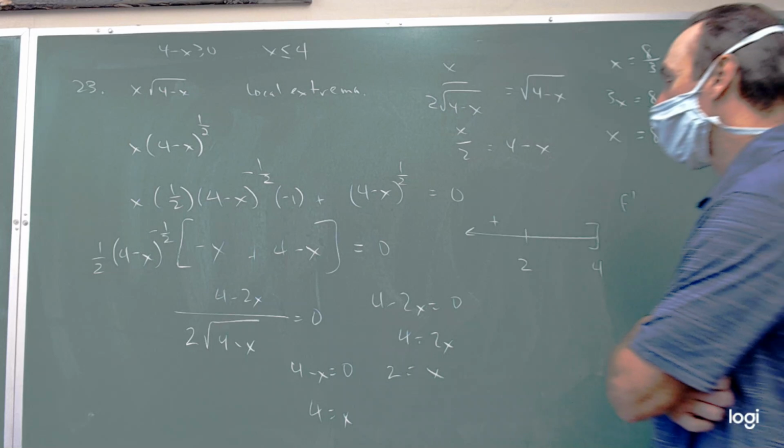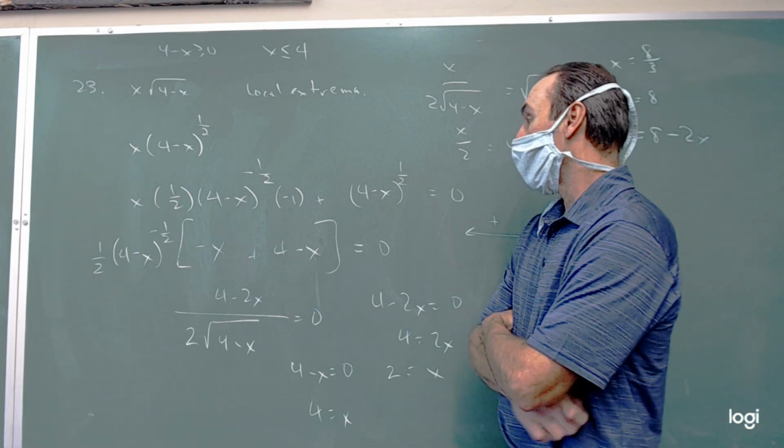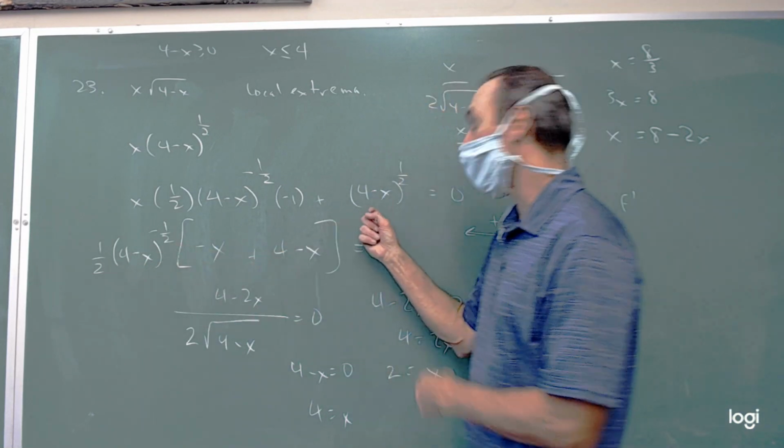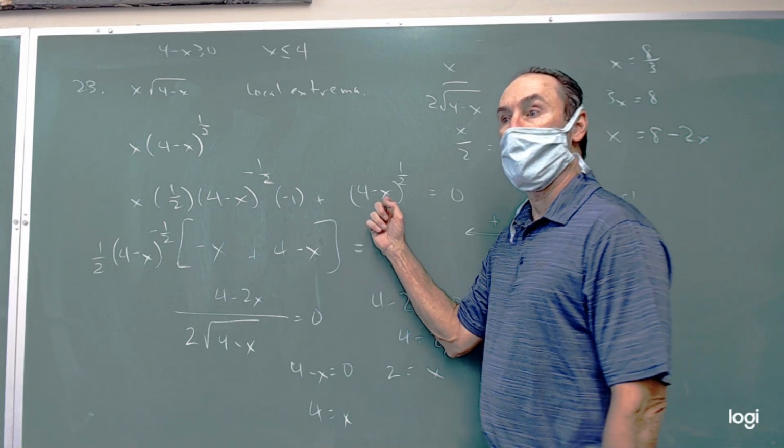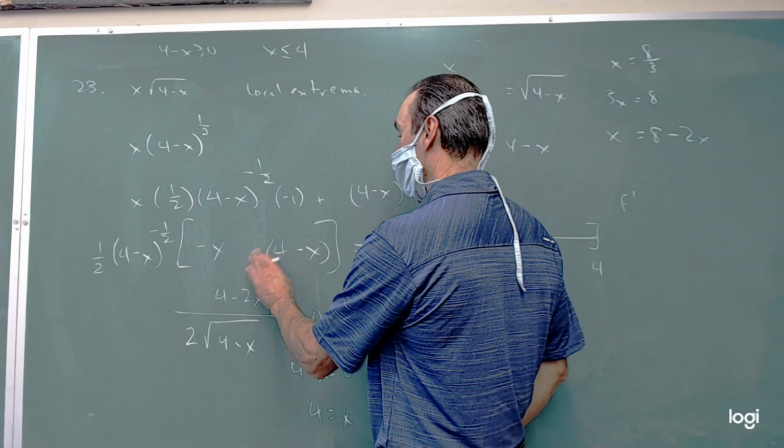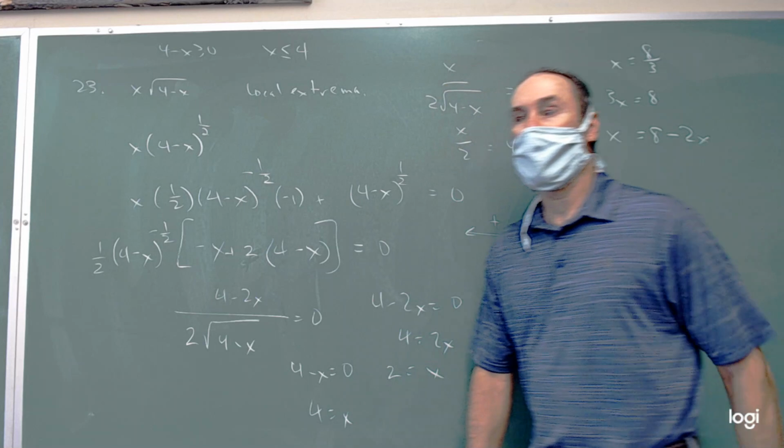Oh, you know what, no, I don't think so. No? But I think when I factored the 1/2 out, I didn't account for that here. Oh. So that needs a 2. So there was my mistake there.